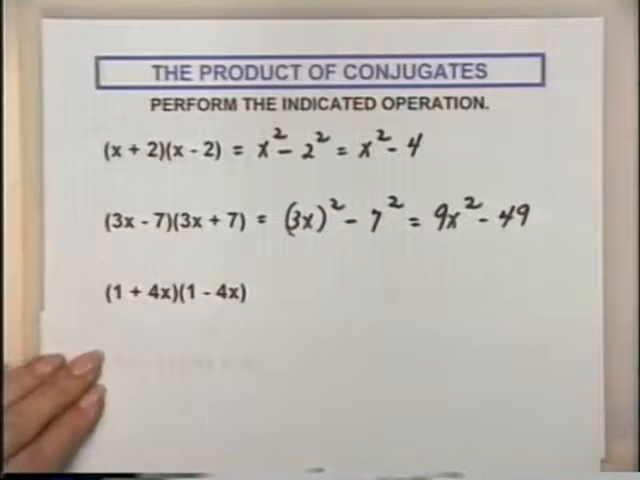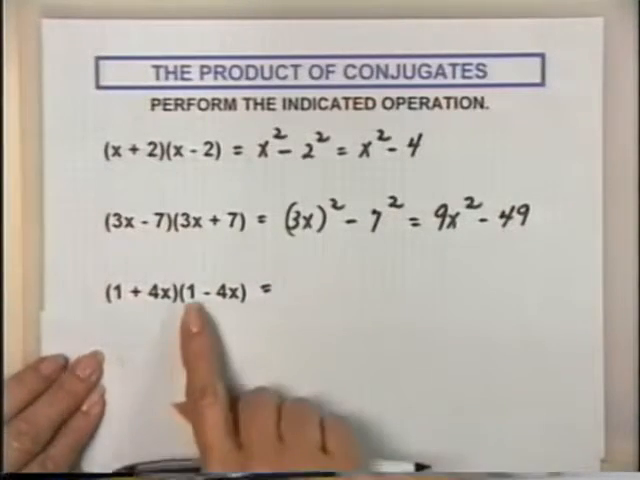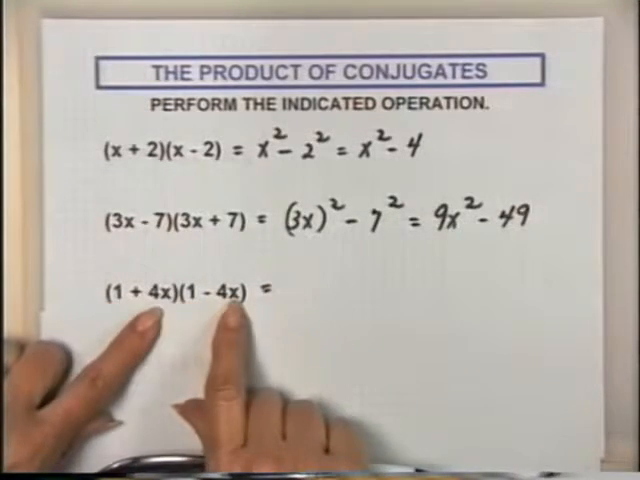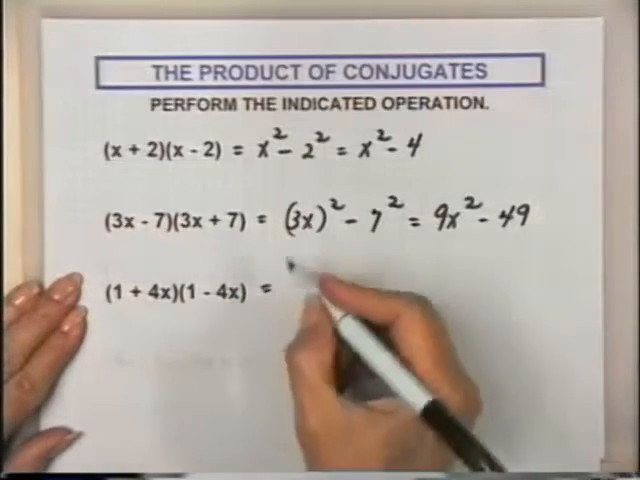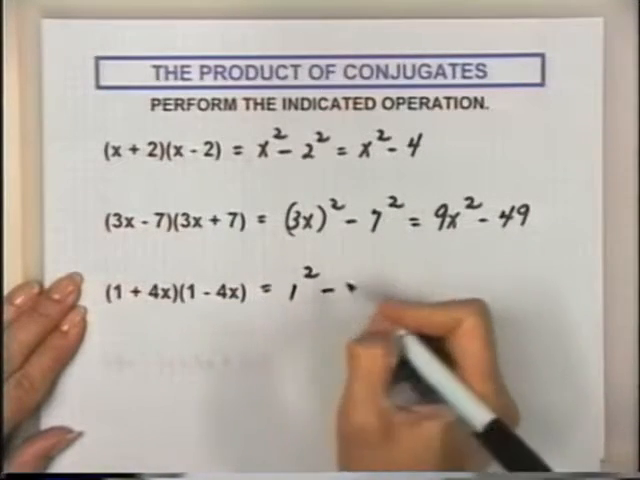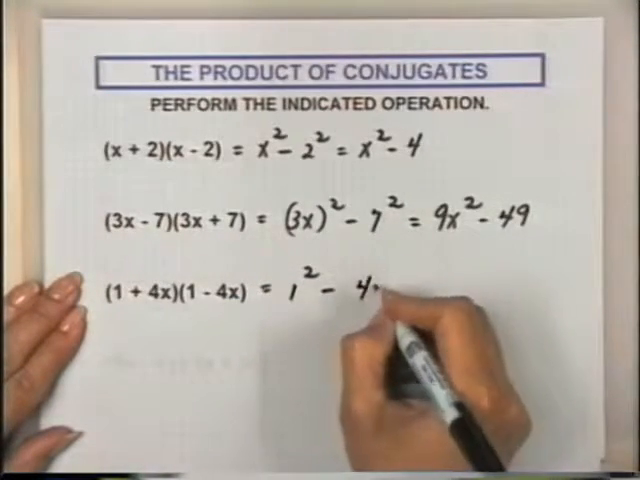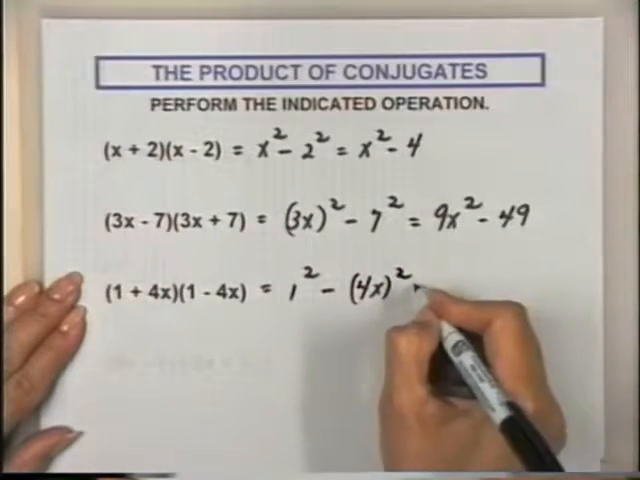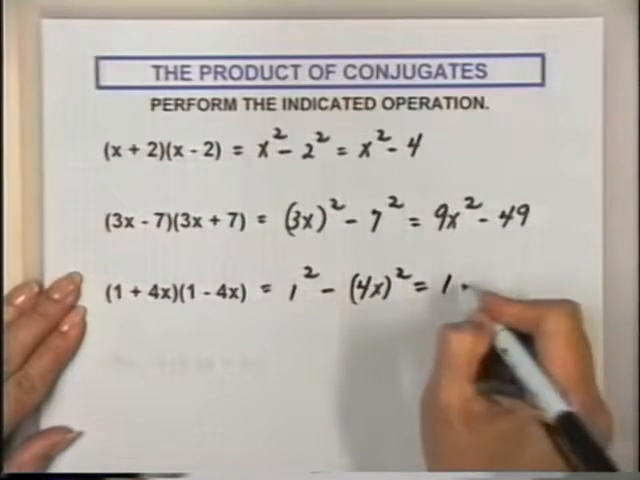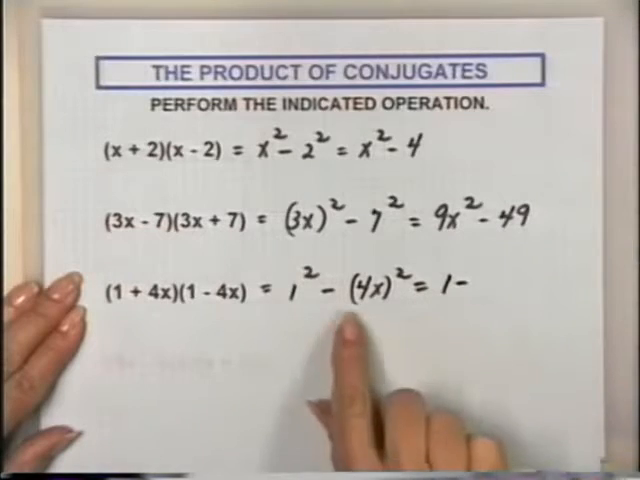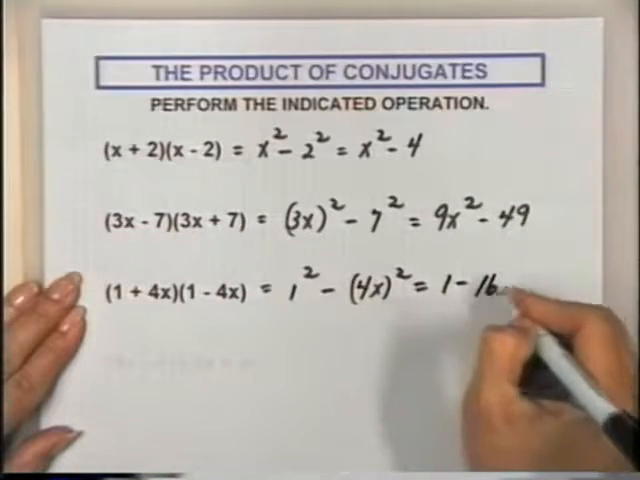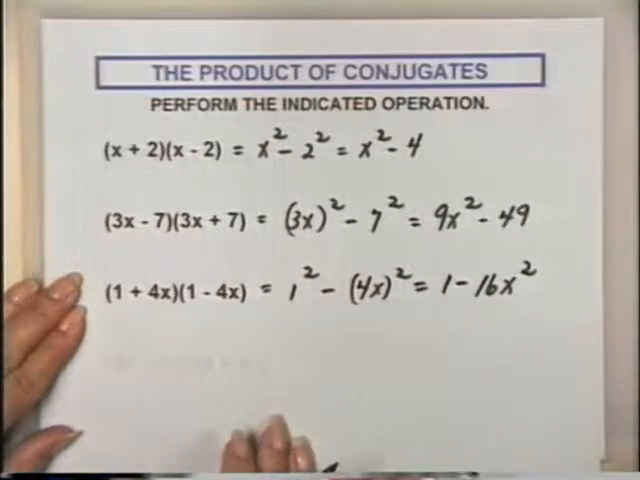Next problem. Same first term, opposite second terms. I will square the first term, subtract the square of the second term. 1 squared is 1, subtract 4x squared is 16x squared.